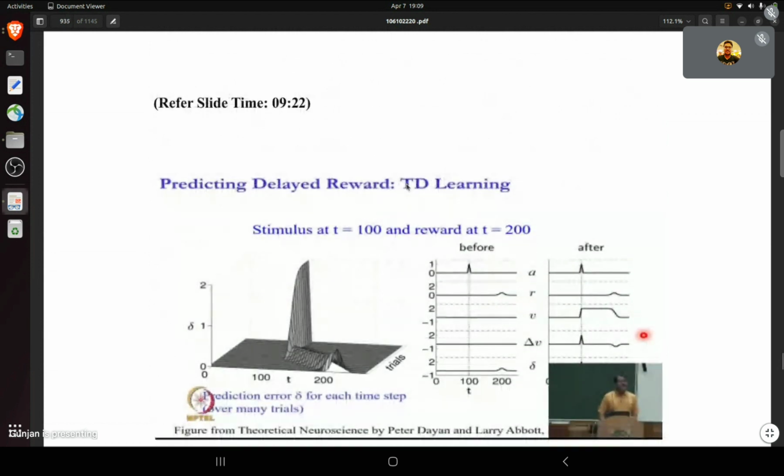No, R is the reward. R can be reward, but R cannot be food.